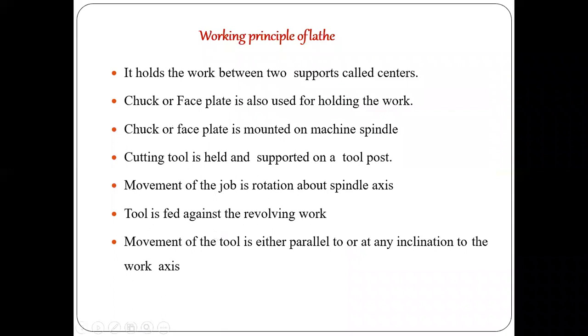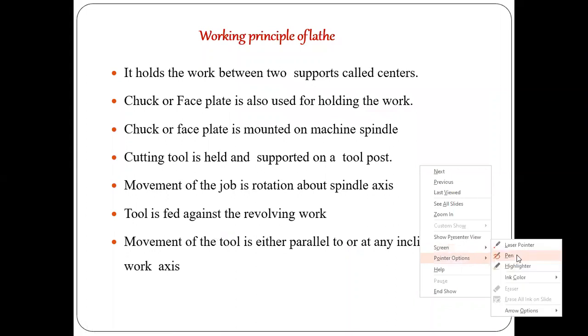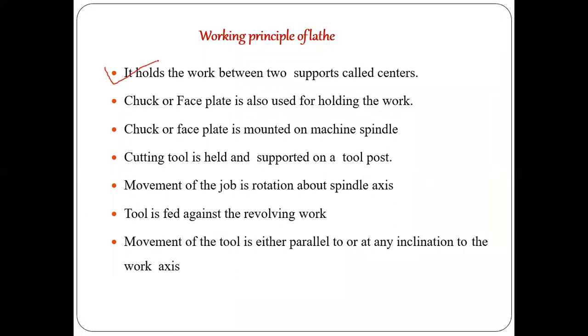So we are here, right? These are the working principles of the lathe. Three points are completed. The fourth point: it holds the workpiece between the two supports. The chuck or faceplate is also used for holding, with the chuck on one of the centers. Chucks and faceplates are mounted on the machine spindle. The spindle is the rotating portion of the lathe.